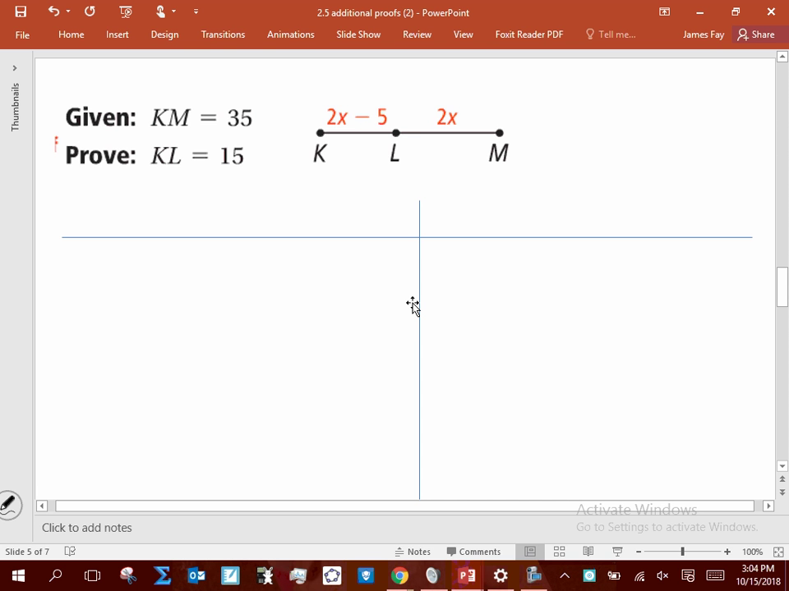Write our given down, right? That should take us into vocabulary. Is there any vocabulary? Nope. Okay. So I don't see any vocabulary yet. That will change.